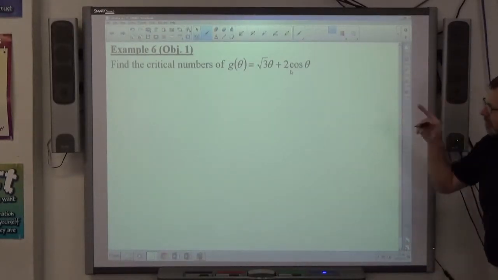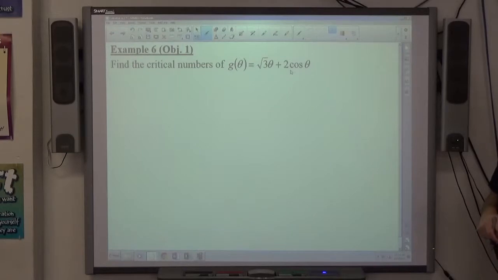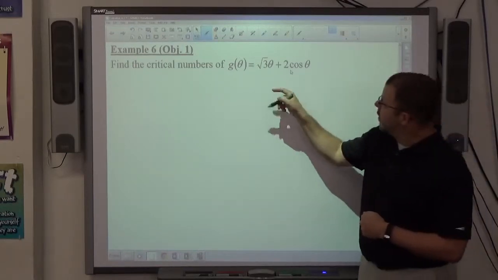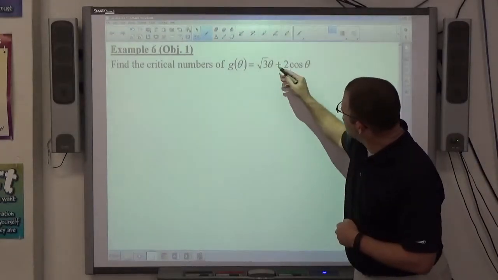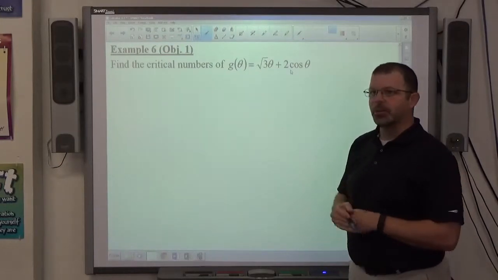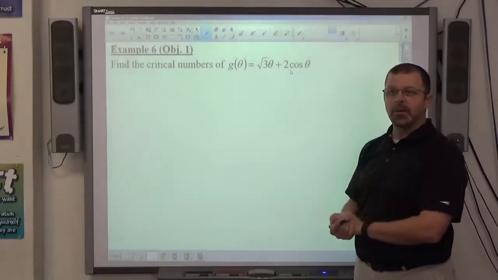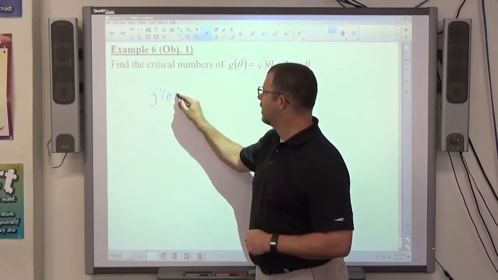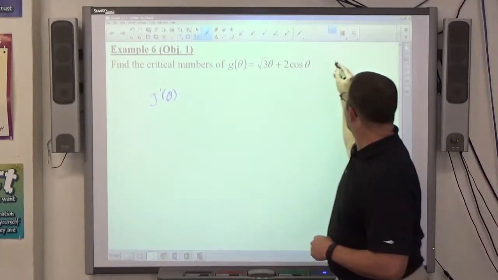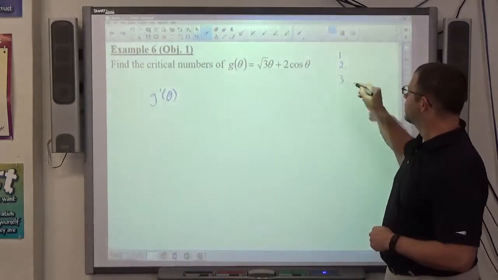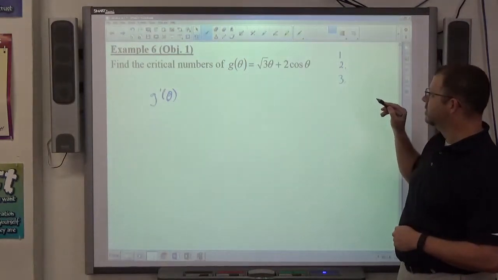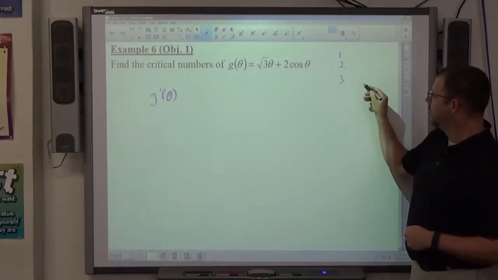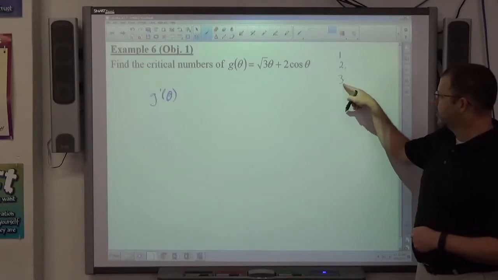So, critical numbers of g of theta equals that. The square root of 3 theta, be careful when you see radicals involved. This theta is not underneath that radical. Square root of 3 is the number, theta is the variable. So when I do g prime of theta, considering that I've got 1, 2, and 3 over here, right? What's 3 going to be? Right here, number 3.